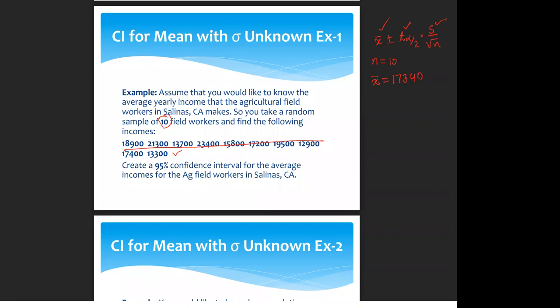X bar is 17,340. The sample standard deviation is 3515, which I have rounded. Now, how do you get this sample standard deviation? Of course, you don't calculate it by hand.